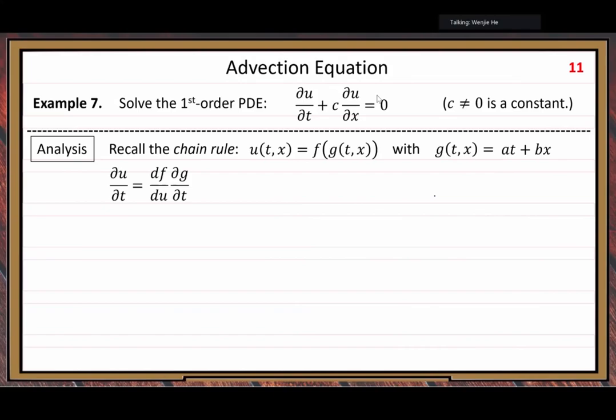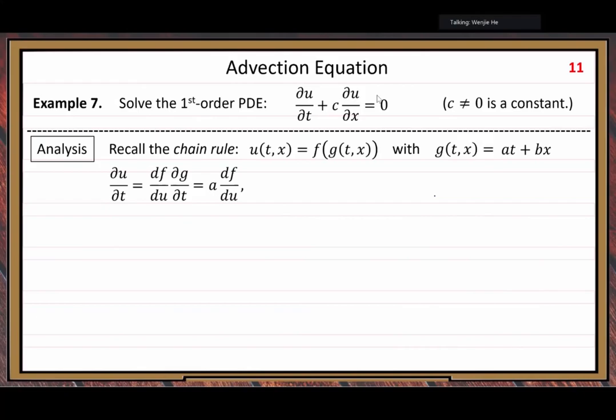Then, inside the chain rule, partial g over partial t. Partial g over partial t, that's a. The second term is gone, that's 0, when you take partial g over partial t. So the first term is a, and you get a times dF over du. Chain rule.